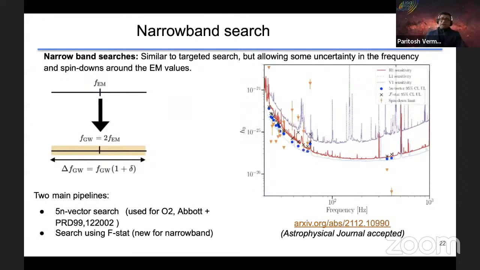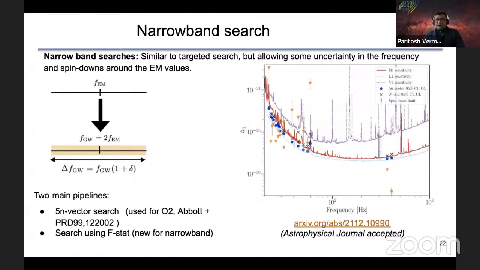Okay, so we talked about the targeted search. Now we'll see what a narrowband search is. For the targeted search, we look at a specific frequency that is twice the spin frequency of the pulsar. But in the narrowband search, we give a little bit of relaxation. Instead of looking for a frequency at a given real number, we look for a frequency in a small domain which is centered about this real number. And hence, we look for a broader frequency range.